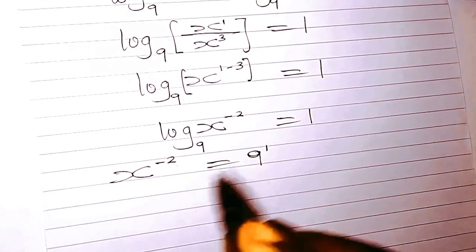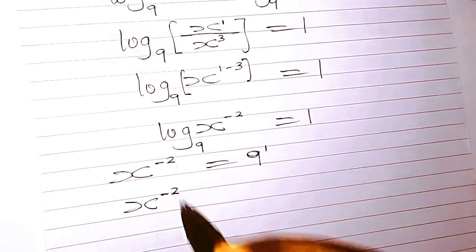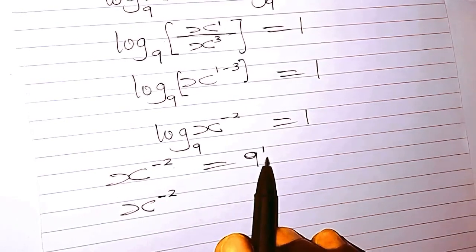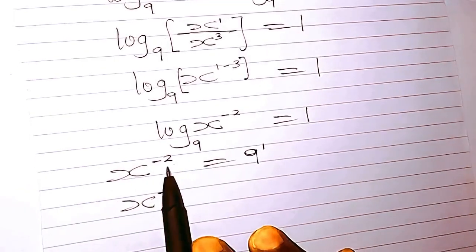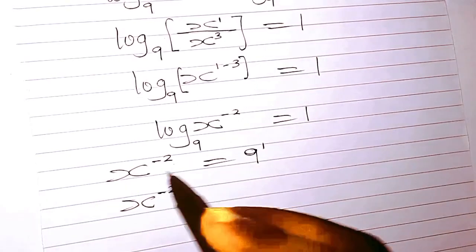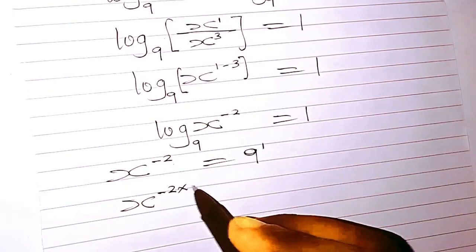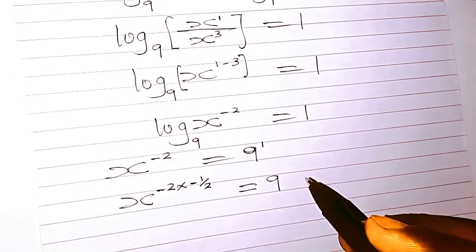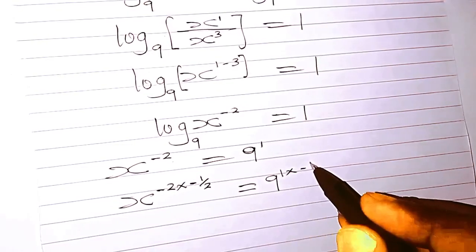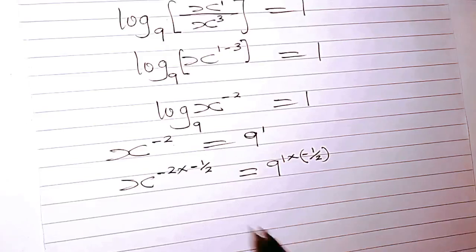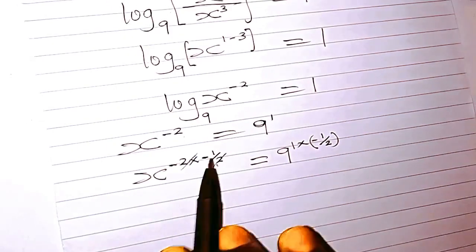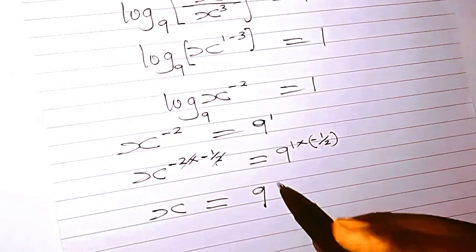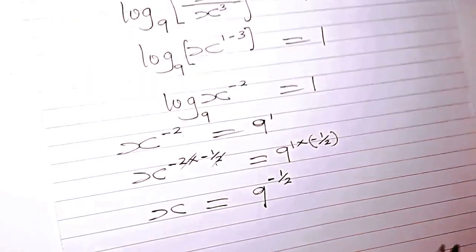And then in this case, we have x raised to the power of minus 2. In order to get rid of this minus 2 here, we have to multiply the powers of both sides by the reciprocal of minus 2. This is taken as minus 2 over 1, so the reciprocal is minus 1 over 2. So we have 9 raised to the power of 1 times minus 1 over 2. And then this can get rid of this, and minus times minus is positive. So we're left with ordinary x here equal to 9 raised to the power of minus 1 over 2.